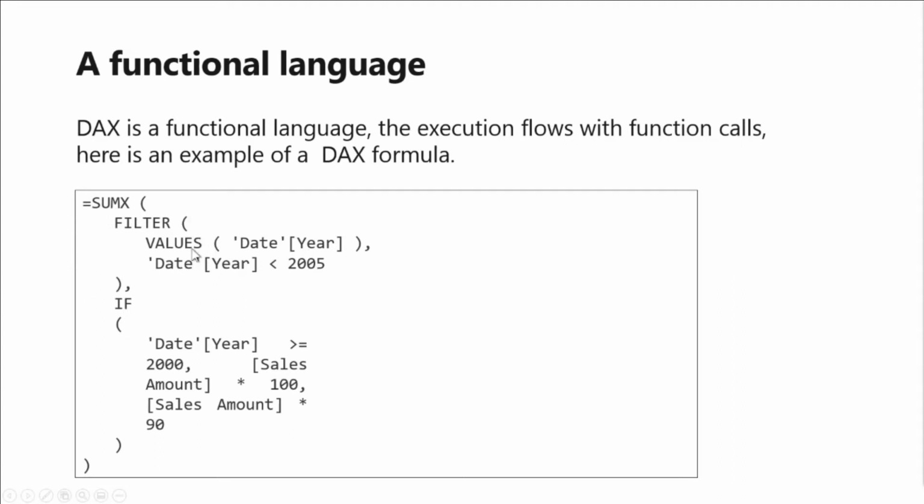The filtering will go into the IF, you can see. Only provided that whatever is written by the filter, which is only up to the year 2004, and in the IF here, if the year is greater than or equal to 2000, then I only do the sales amount multiplied by 100. And this is the else: else, I'll multiply by 90. It's just a sample, so you can see how you read it.